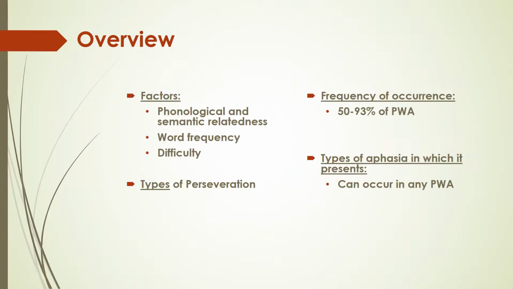response to new stimuli. A number of factors can lead to perseverations, including phonological and semantic relatedness, lexical and word frequency, level of difficulty, rate of speech, etc. Perseveration occurs in roughly 50 to 93% of people with aphasia, and certain perseverative trends tend to pop up more in different aphasias, such as with Broca's aphasia, you have morphosyntactic and phonological perseveration, whereas in Wernicke's, you have phonological and semantic errors, which are predominant. And perseveration can occur in any person with aphasia.